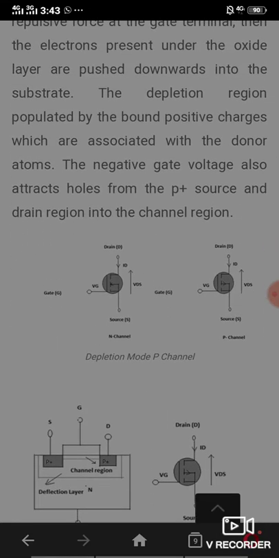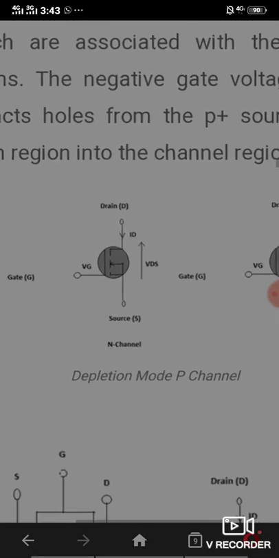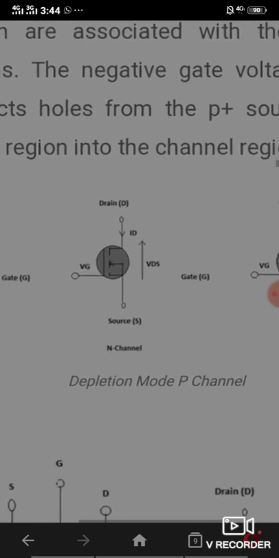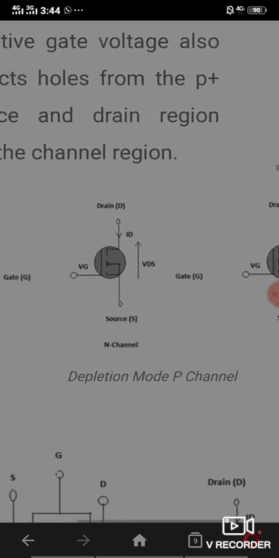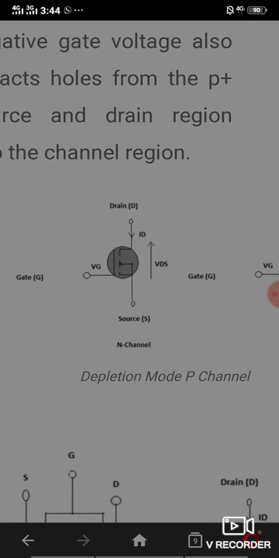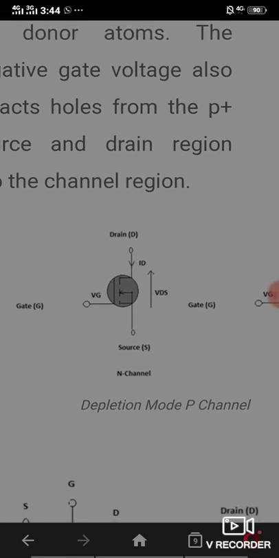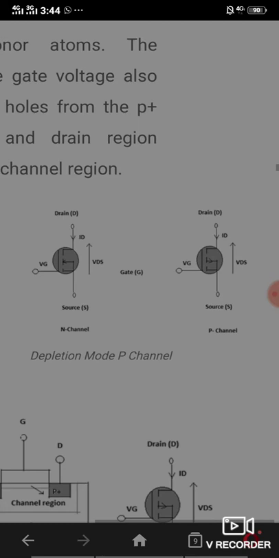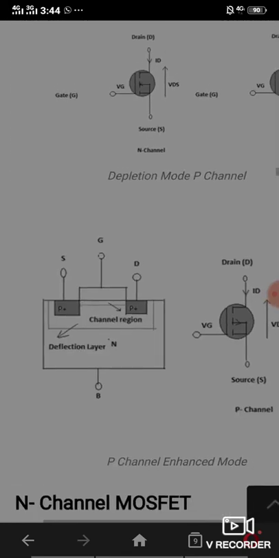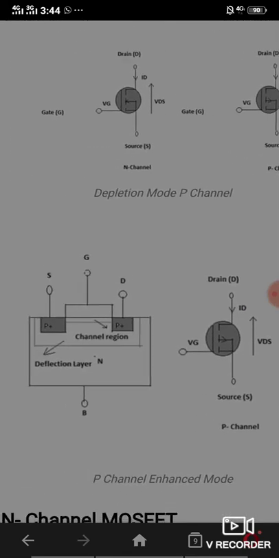So this is the depletion mode of the P channel: gate, VG, drain, VDS, ID. So this is the P channel. When the applied VG is negative, the negative charge attracts the holes. Gate, drain, source, body, depletion region.